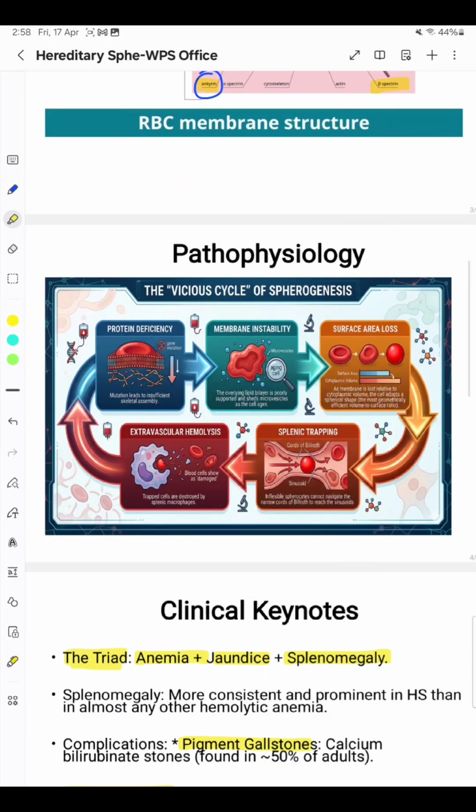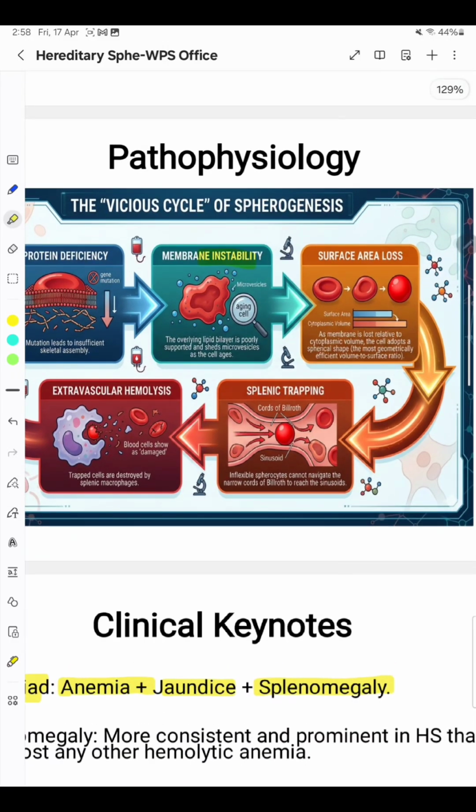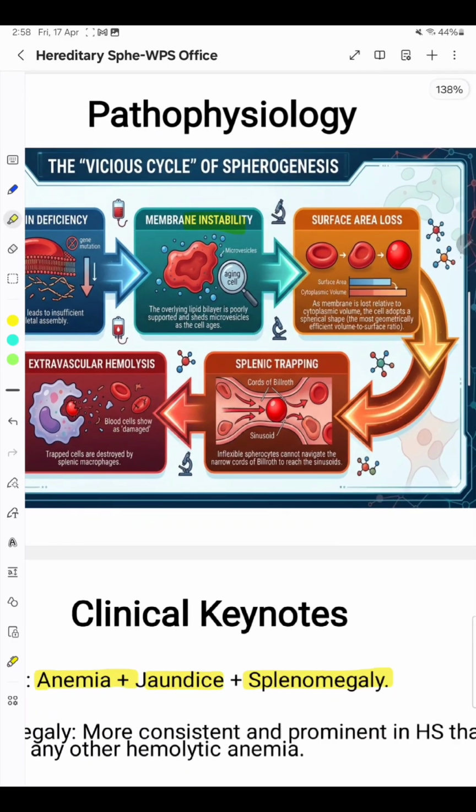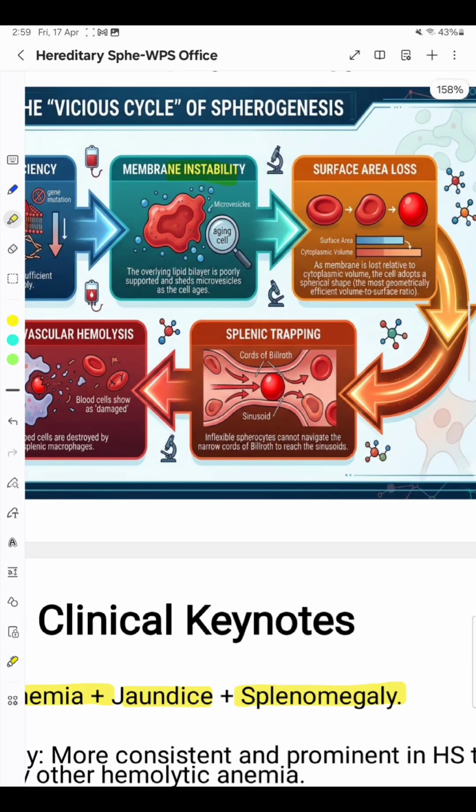Whenever there is deficiency of any of these proteins, this results in increased RBC membrane instability and loss of the RBC membrane as the cell ages. So ultimately the cell assumes the shape of a spherocyte, which is geometrically efficient for volume to surface ratio. So the cell becomes a spherocyte from a biconcave cell due to loss of the RBC membrane.